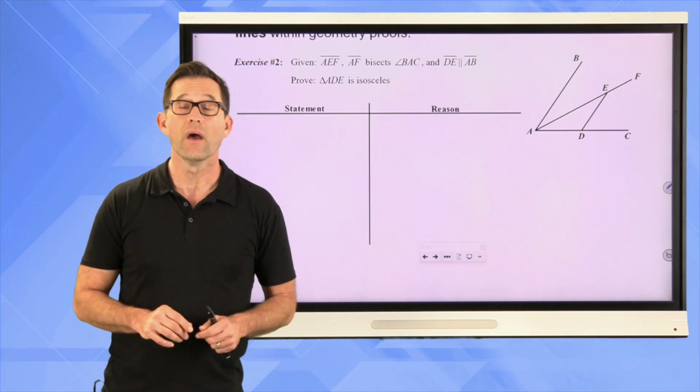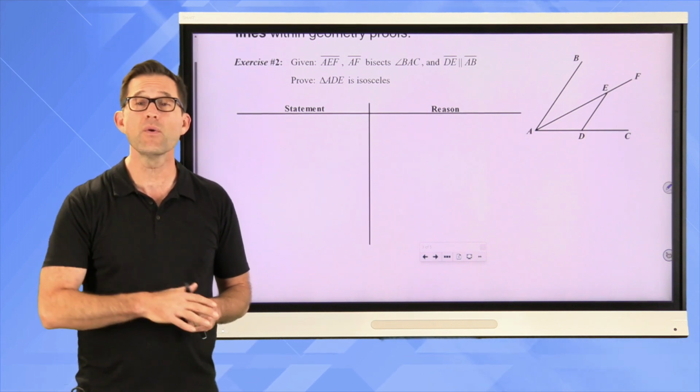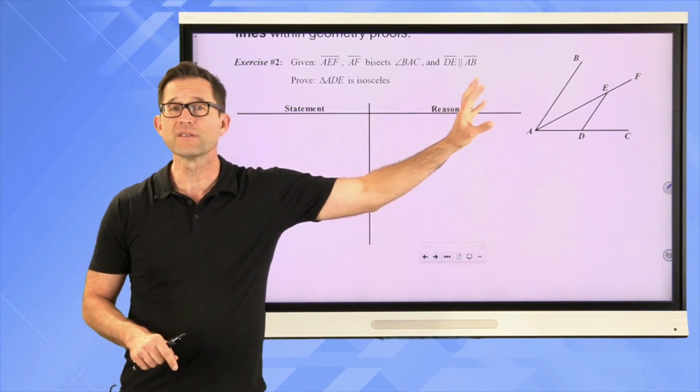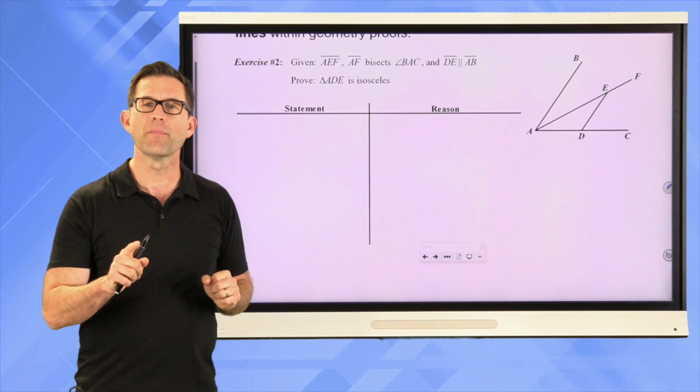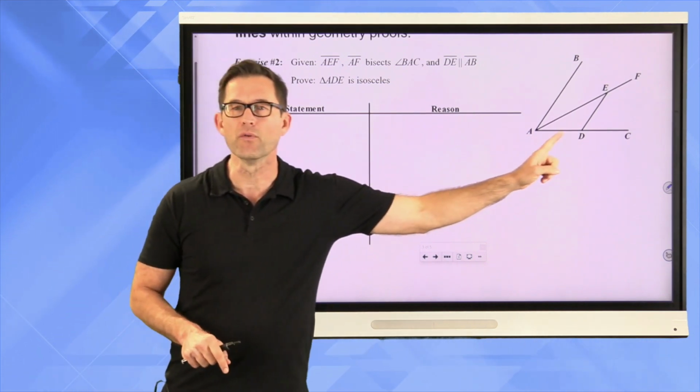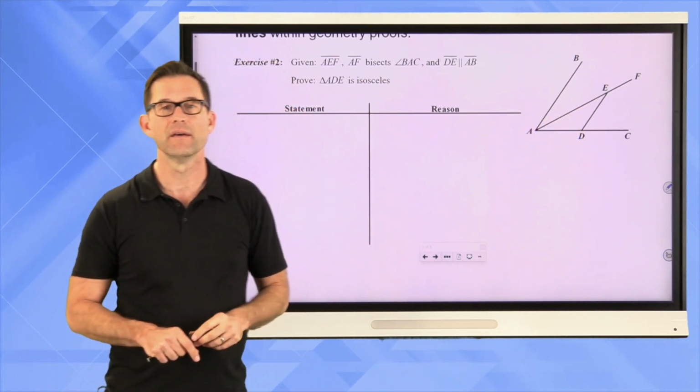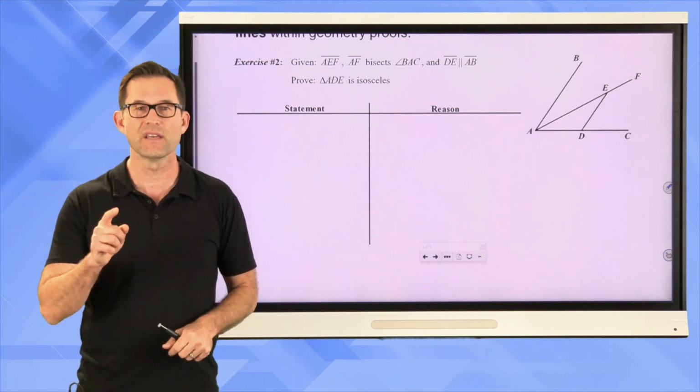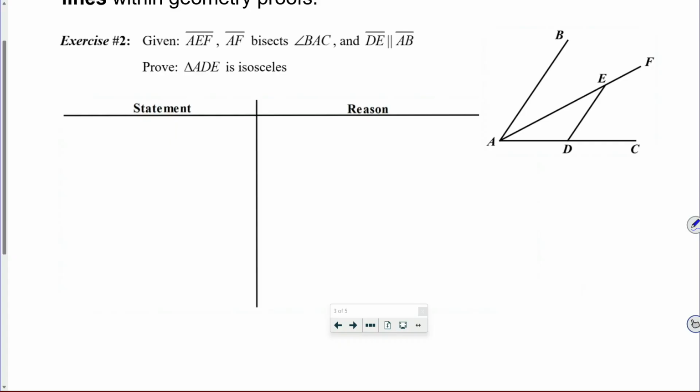Fantastic. Okay, what I'd like you to do is pause the video now, mark up givens and things like that, and think a little bit about how you can possibly prove that triangle ADE is an isosceles triangle. See if you can figure out the strategy.